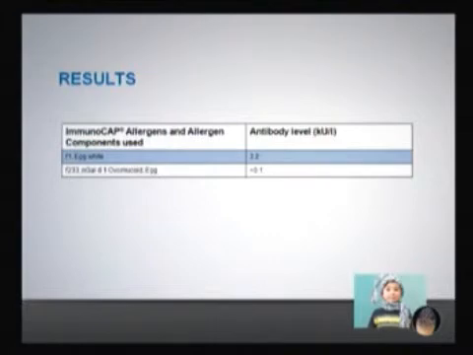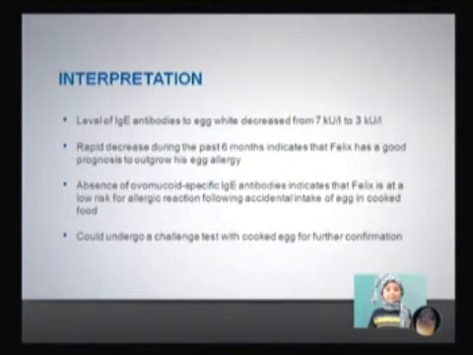So then you do the components, and you see that the egg white is at 3.2, and the ovomucoid is below 0.1. So you can say that, first of all, you had a substantial decrease in 6 months. You went from 7 kilounits to 3 kilounits. So probably he's losing his egg sensitization very quickly. And he's not allergic to ovomucoid. So at least everything which is not raw egg he should tolerate. And that's just the simple practical point of view for the parents who are sending their children to school.